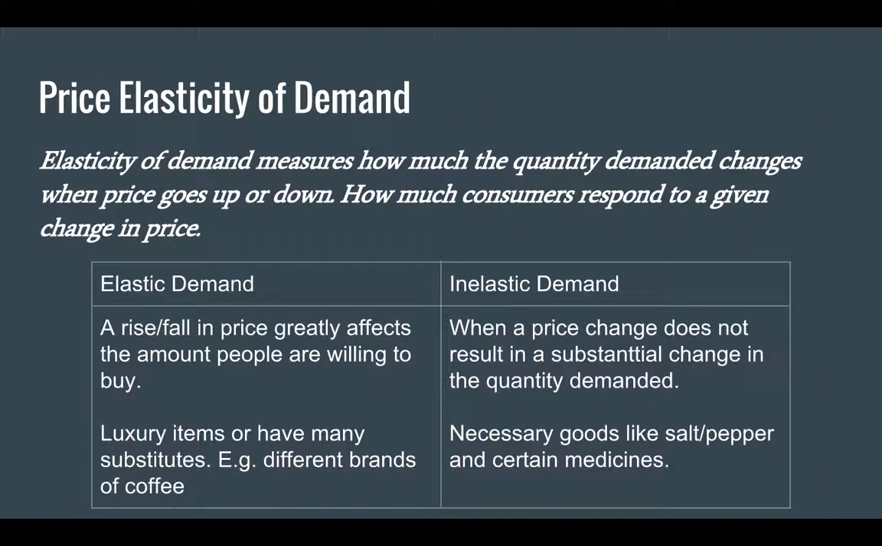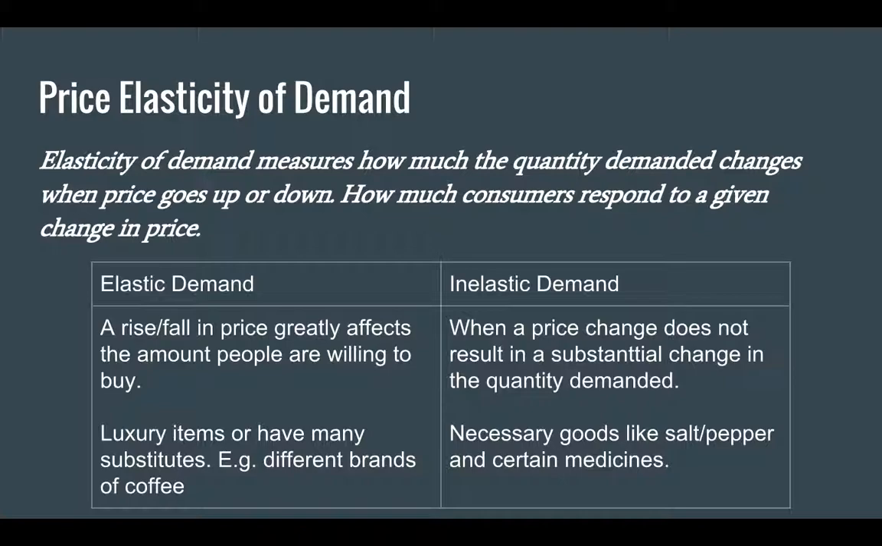All right, the next concept to cover is price elasticity of demand. Elasticity of demand measures how much the quantity demanded changes when price goes up or down, how much consumers respond to a given change in price. An example of elastic demand is a rise or fall in price that greatly affects the amount people are willing to buy. Good examples of these are luxury items or things that have many substitutes, right?